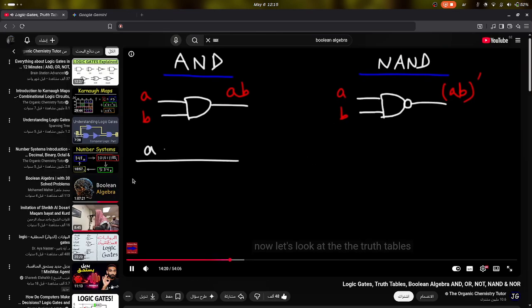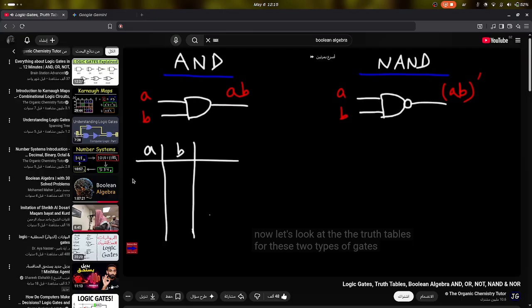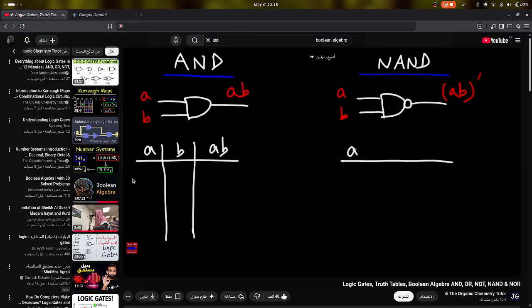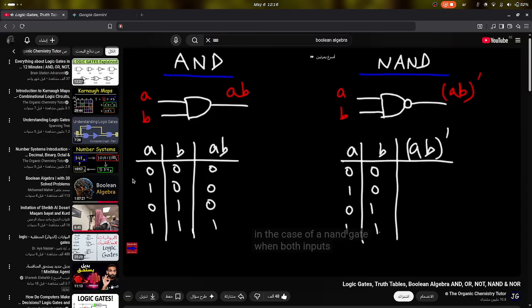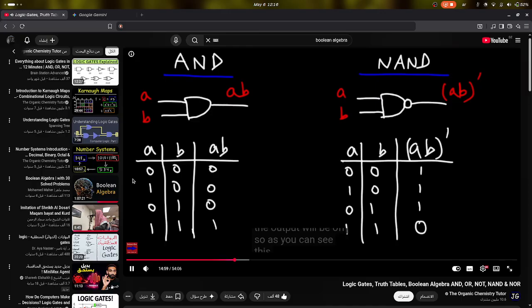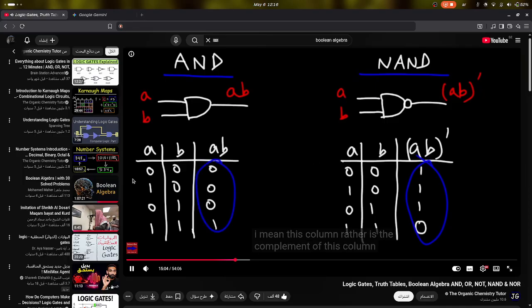Now let's look at the truth tables for these two types of gates. So as we recall, the only way to get a 1 with an AND gate is if both inputs A and B have a 1. Besides that, it will be a 0. In the case of a NAND gate, when both inputs A and B are on, the output will be off. So as you can see, this column is the complement of this column.